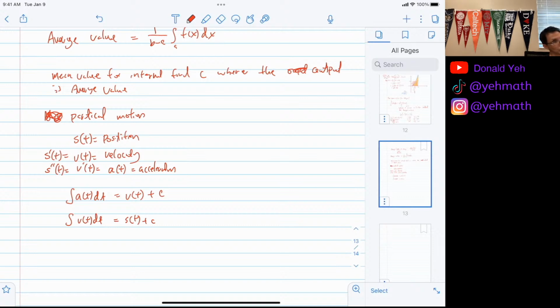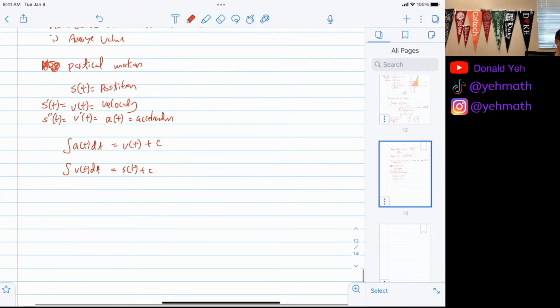So the curve might not always look the way you want it, but eventually they're just going to cancel out. So that c is not relevant. Just think about it: if you have plus c, you have a vertical translation, right? You just move up. You still subtract it off, so it doesn't matter.